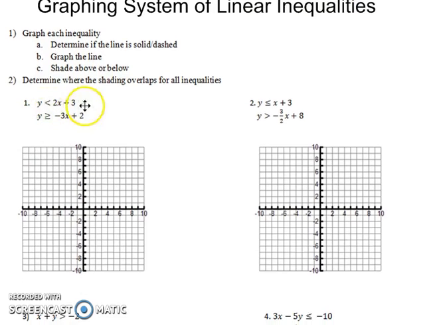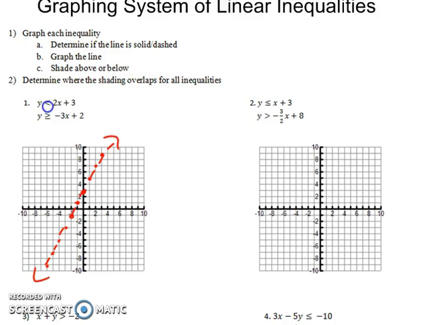I'm going to graph this 2x plus 3 by going to a positive 3 and then up 2 over 1. Keep doing that. And then to get more points down here, I'm going to go down 2 and left 1. Okay, so now we need to see if it is solid or dashed, and since this doesn't have an equal sign underneath it, it's going to be dashed. So draw your best dashed line.